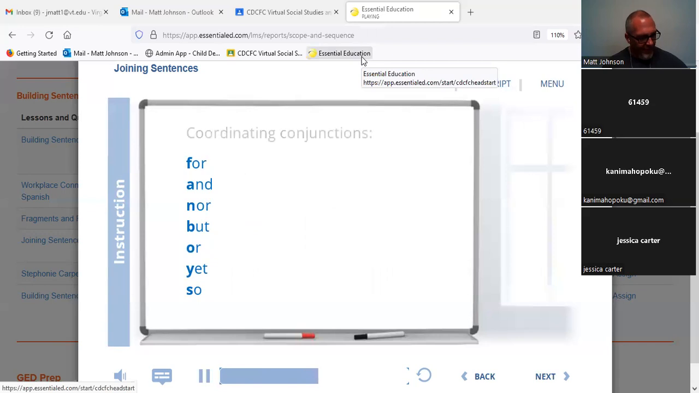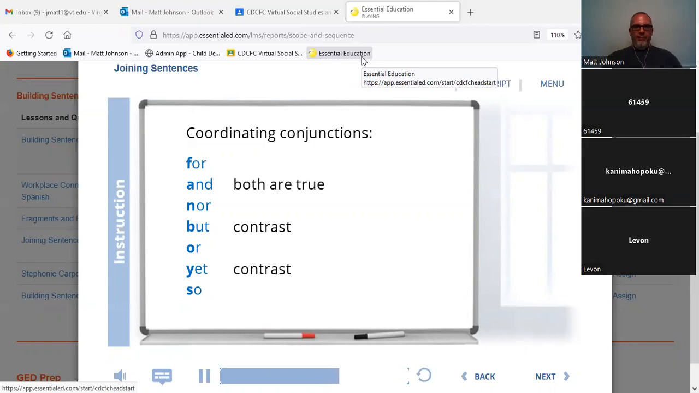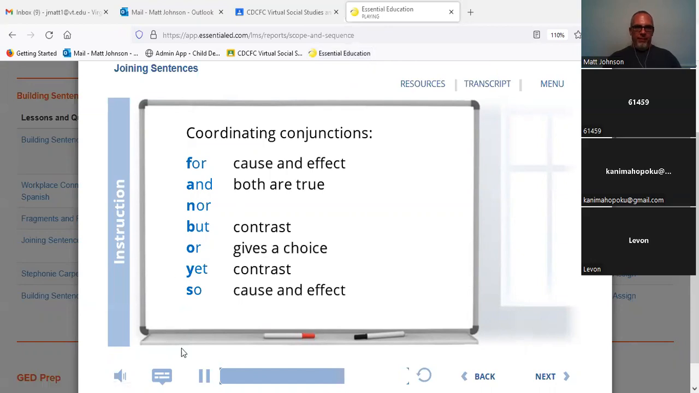These words are called coordinating conjunctions, but it's more important to recognize the words than to know what they're called. These words also show relationships between 2 independent clauses. But and yet show contrast. And just shows that both things are true. For and so show cause and effect. Or gives a choice. And nor shows that neither thing is true.